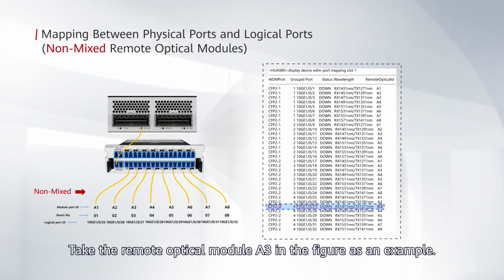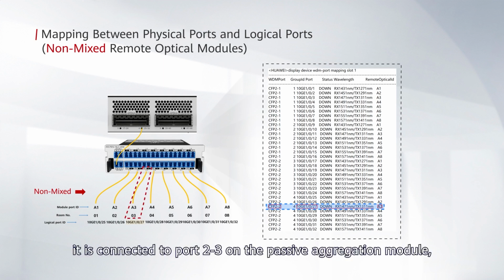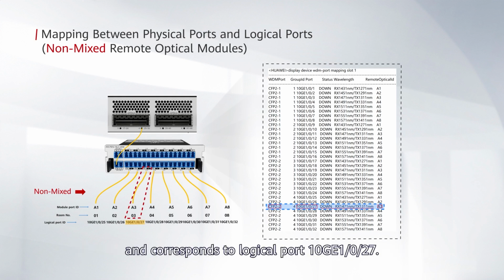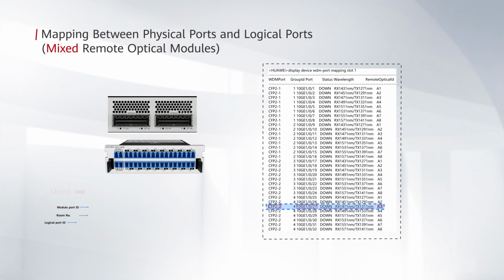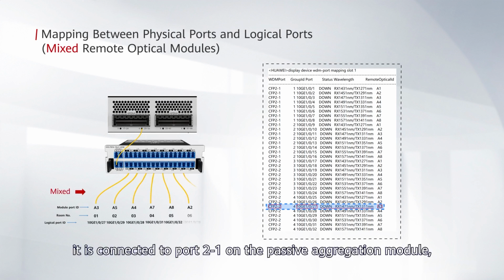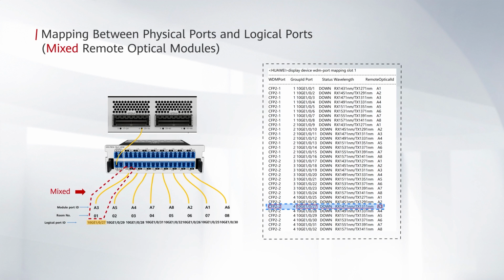Take the remote optical module A3 in the figure as an example. In a non-mixed scenario, it is connected to port 3 of group 2 on the passive aggregation module and corresponds to logical port 10G1027. In a mixed scenario, it is connected to port 1 of group 2 on the passive aggregation module and also corresponds to logical port 10G1027.